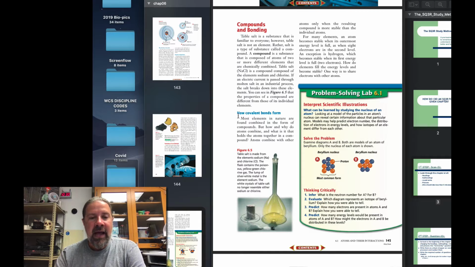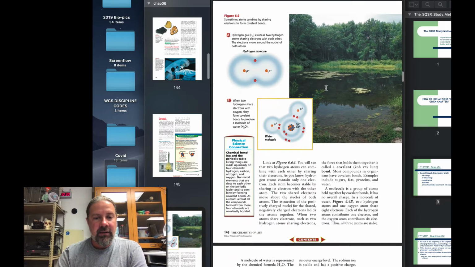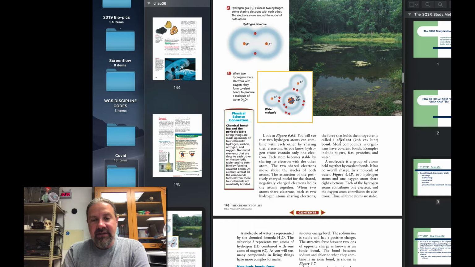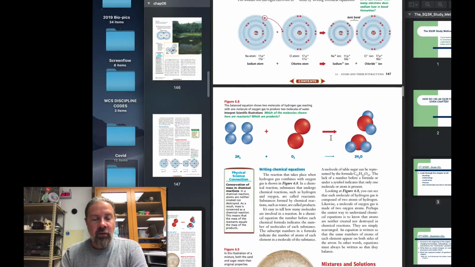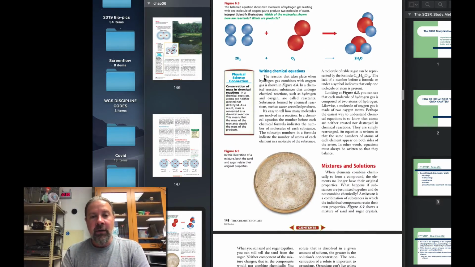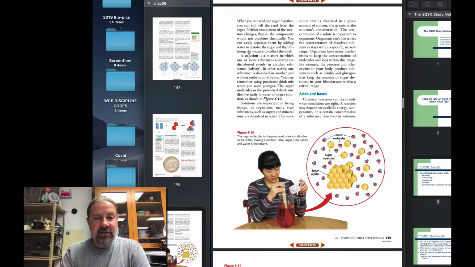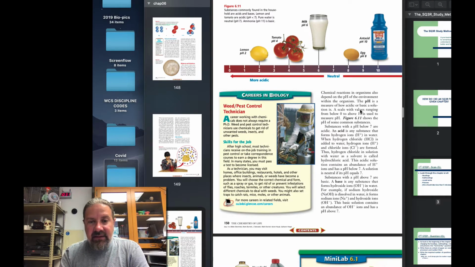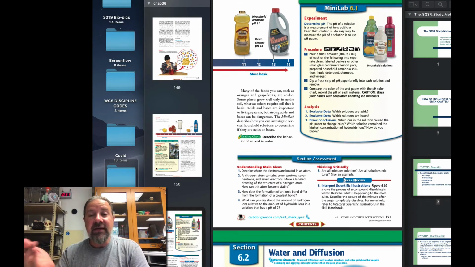There's compounds, how covalent bonds form. There's some kind of problem solving lab here. We have some more pictures, more diagrams. Inside the text here, covalent bond, molecule, how ionic bonds form, ionic bond, chemical reactions, some more figures and diagrams, writing chemical equations, mixtures and solutions, acids and bases. There's the word solution. Another picture and diagram. Here we see acids, pH, base. What else do we have here? Okay, so that's all section 1.